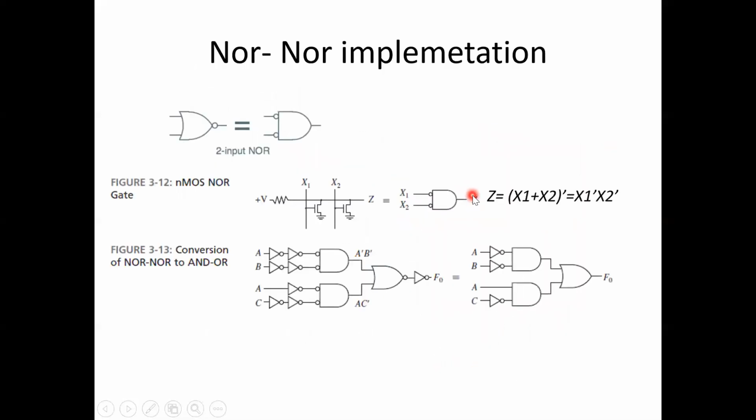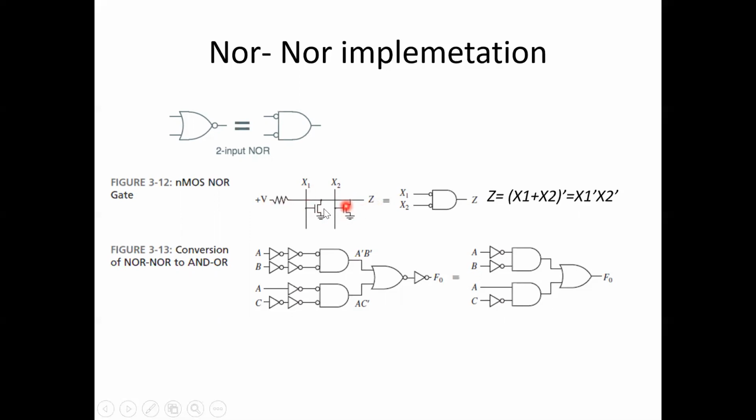The same thing can be implemented using NOR implementation, NOR logic. You know that a NOR gate can be represented using an AND gate with input bubbles on the input side, so this is an equivalent circuit. Suppose I have a structure like this. Using NMOS, to represent a NOR gate, I have 2 NMOS transistors here with the inputs X1 and X2 given to the gates. When X1 and X2 are 0, these 2 transistors don't conduct, so Z is high, connected to VDD.